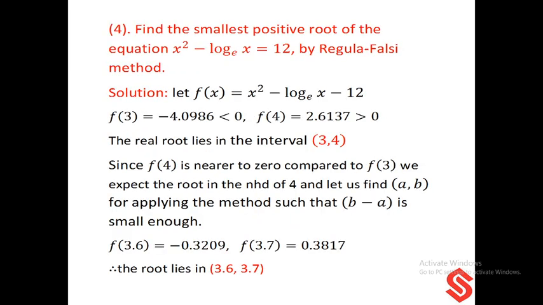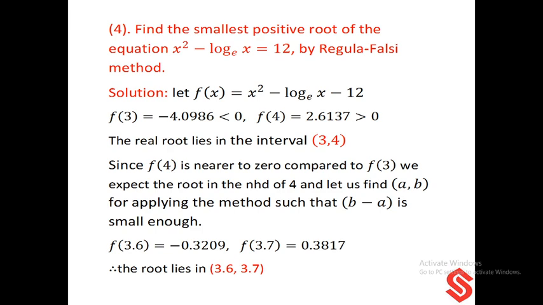Next, fourth problem. Find the smallest positive root of the equation x square minus log x to base e is equal to 12 by Regula-Falsi method. Let the function f of x is equal to x square minus log x to base e minus 12.